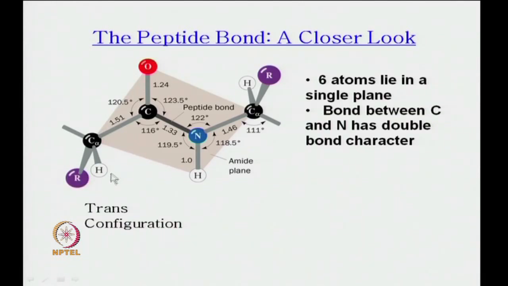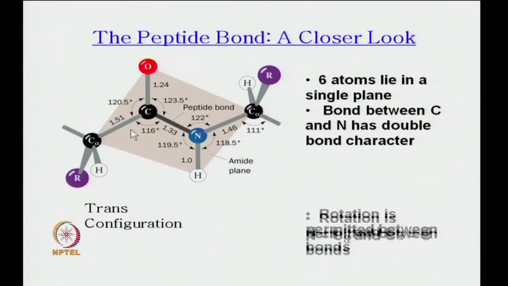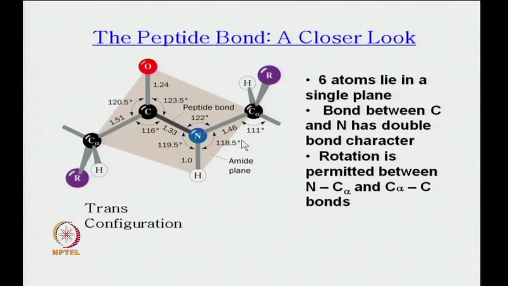You can see this part and this part. If this is the bond which has the double bond character, this is on one side of the double bond, and this is on the other side of the double bond. So, this is a trans configuration. Now, rotation, or flexibility, is permitted between the N-C alpha bond and the C alpha-C bond. This is the N-C alpha bond, a single bond, and rotation is permitted around it. Then you also have the C alpha-C bond. These were the different angles we were talking about, and I will come to that again. This C alpha-C bond is again a single bond, and rotation is possible around it.